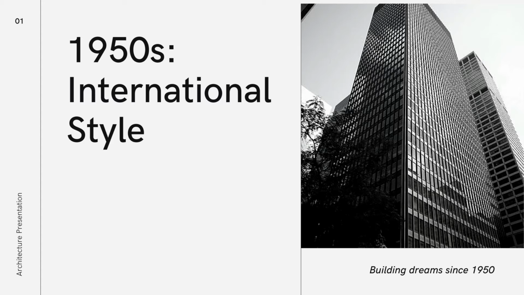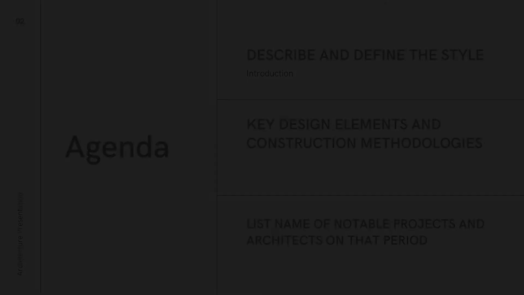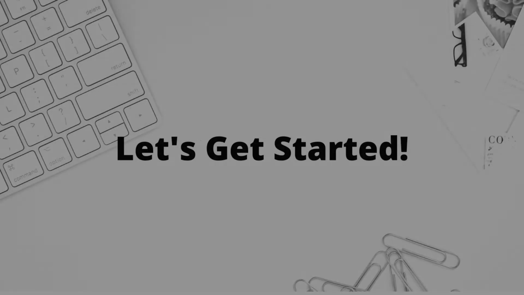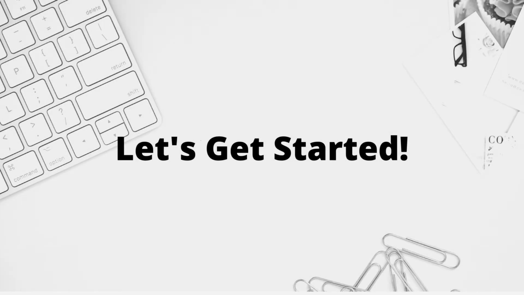But before we proceed to the introduction, let's have a quick preview about what we are going to discuss later on. First is to describe and define the style. Second is the key design elements and construction methodologies. And lastly, a list of names of notable projects and architects of that period. So let's get started.